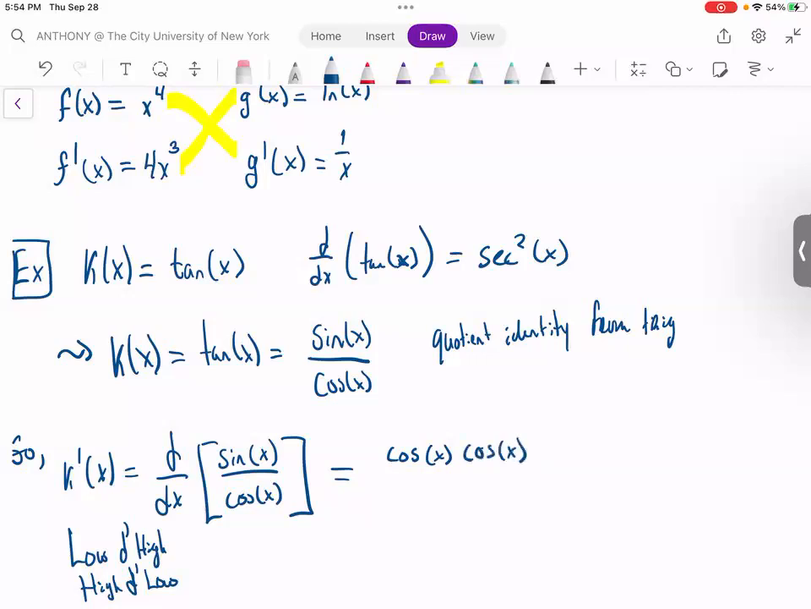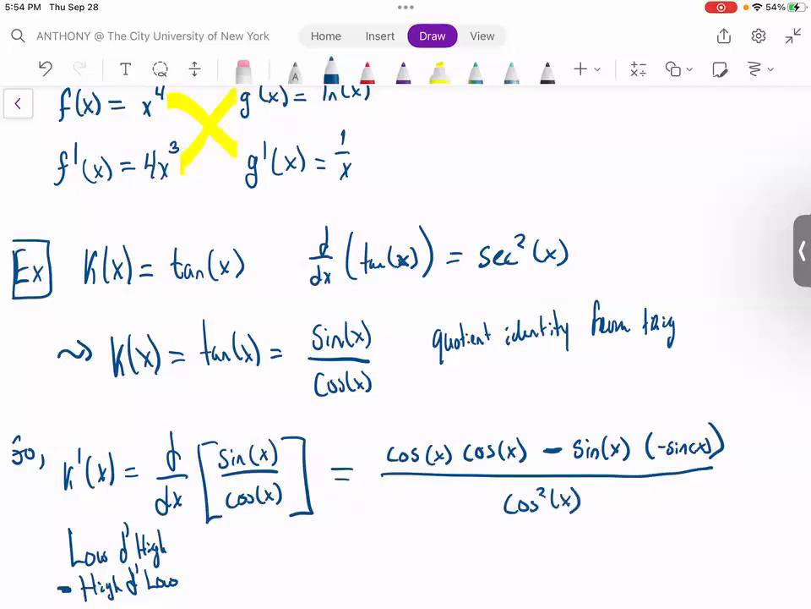All right. Minus, so in between the low D high, you have this minus sign. Minus high D low. So you keep the high, which is sine of x, and now you take the derivative of cosine of x. What is the derivative of cosine of x? Say it louder. Negative sine of x. Just remember that the denominator is going to be the denominator squared. So it's cosine squared of x.